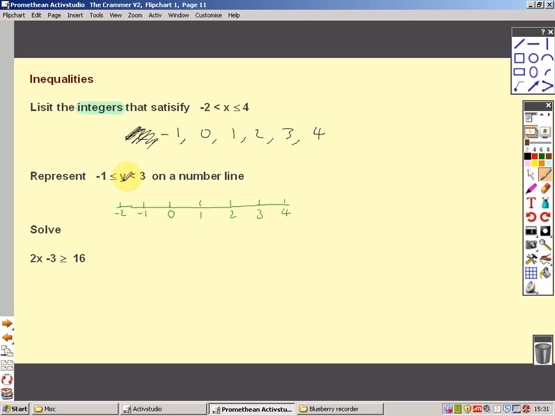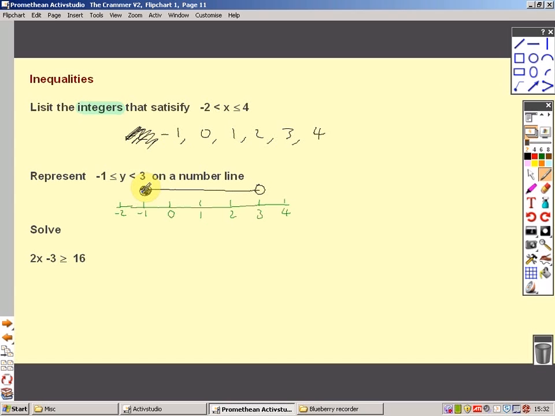Represent y is greater than or equal to minus 1, but less than 3 on a number line. Same sort of idea. I'm going to put a circle at minus 1 there, and a circle at 3, and I can be anywhere between those, so I link them up. And now for the final bit. Can I actually stand at minus 1? Yes, y can be equal to minus 1, so I colour it in. Can I be there? No, it's got to be less than 3, so I can't actually stand on 3, so I leave it as it is.